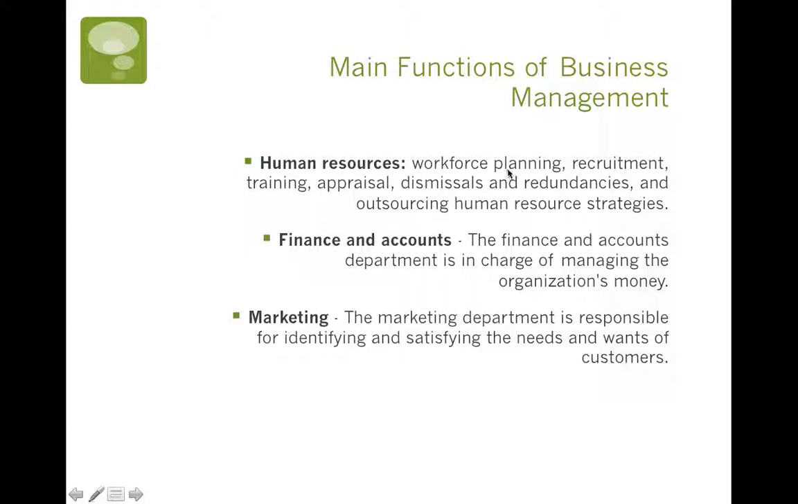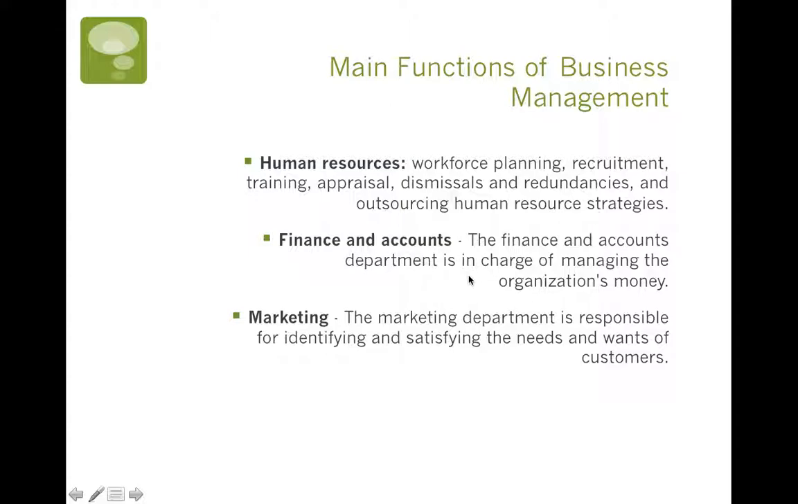This might be planning for the workforce, as in how many people do we need? Are we expanding? Are we shrinking? This could be to do with recruitment, hiring new employees, or training them, or appraising them. It could be to do with dismissal and redundancies, so getting rid of staff, whether that be through something that they've done wrong or through the fact that their job no longer exists or we can't afford to pay them anymore. And it also deals with the outsourcing of human resources. So when we get other companies or other individuals external from our own organisation to do certain tasks for us.